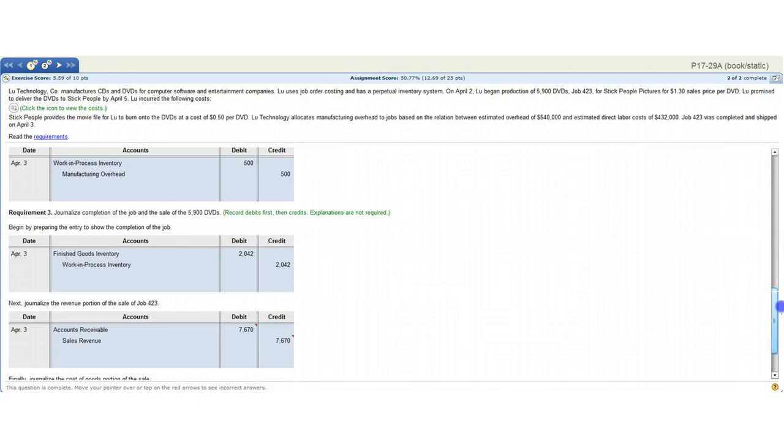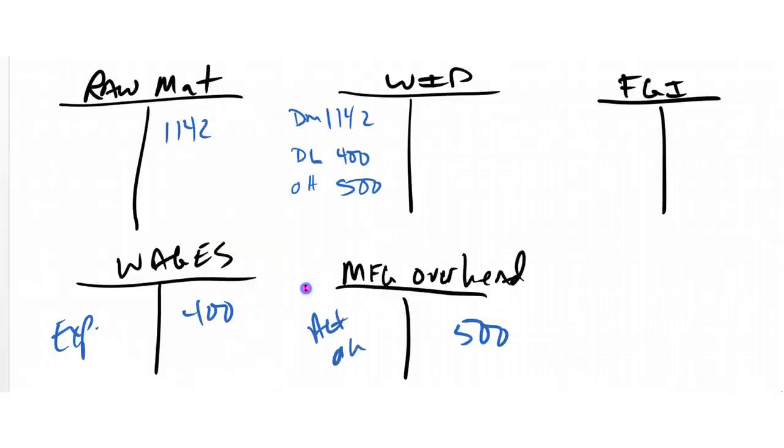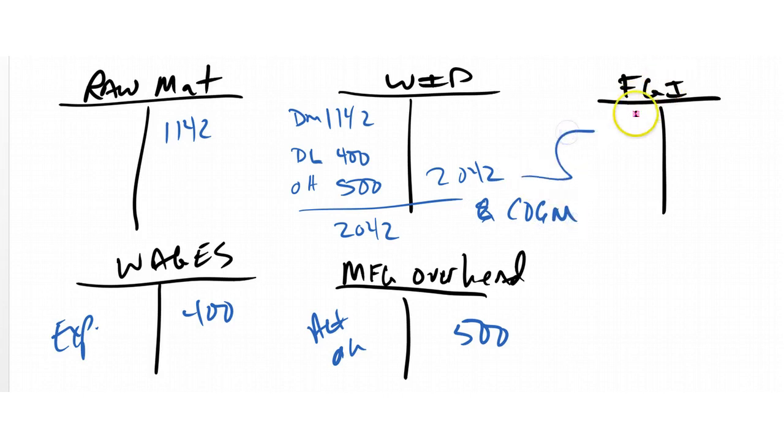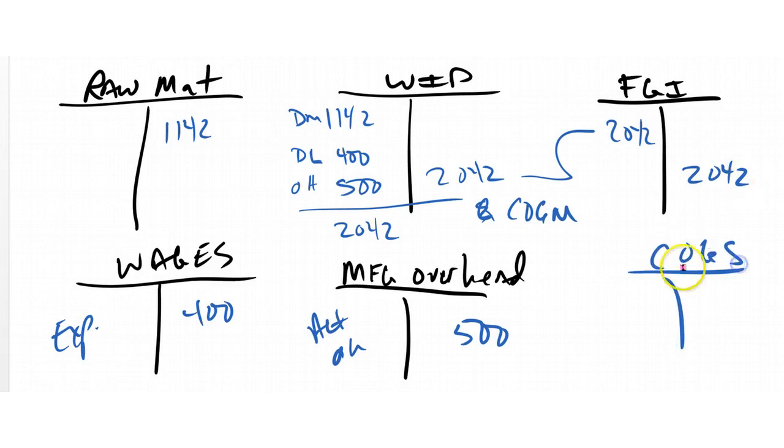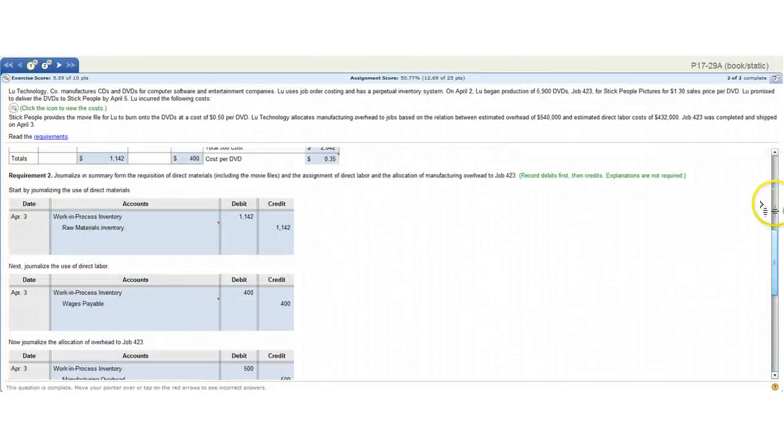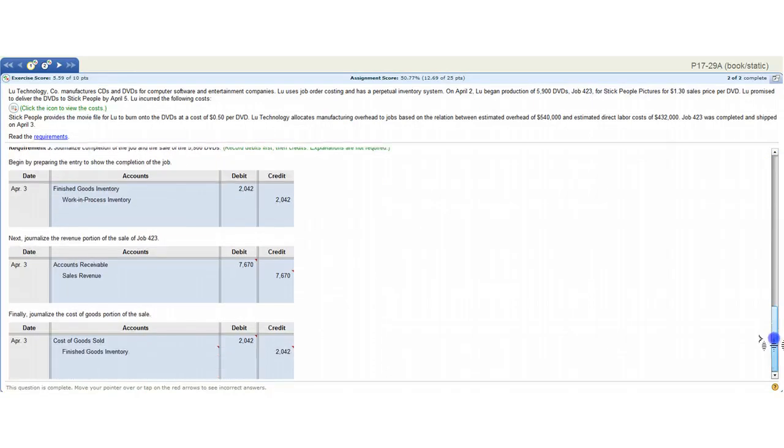And then the last part was basically just recording the sales. So once we've completed this, this all totals 2,042. Once this job is done, we're going to move it out of WIP, and we call that the cost of goods manufactured, and we move that to finished goods inventory. And then of course once we sell it, and this goes back to financial accounting, we're going to credit inventory and debit cost of goods sold for the cost of it, which was the 2,042. You can see that here, right? So we move it out of WIP into finished goods inventory.